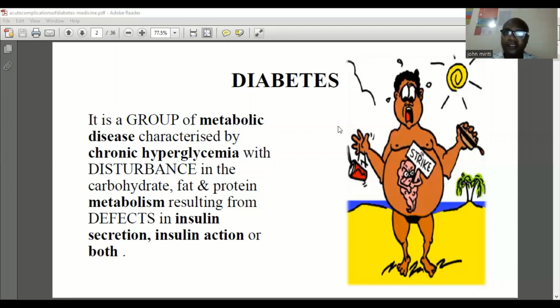So first of all, let us start by discussing diabetes. What is diabetes? Diabetes is a group of metabolic diseases characterized by chronic hyperglycemia with a disturbance in carbohydrate, fat, and protein metabolism, which results from a defect in insulin secretion, insulin action, or both. So that is the definition of diabetes.